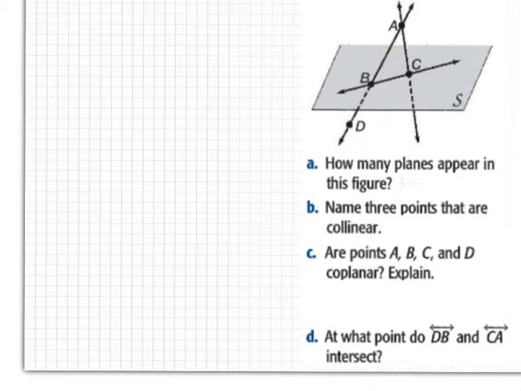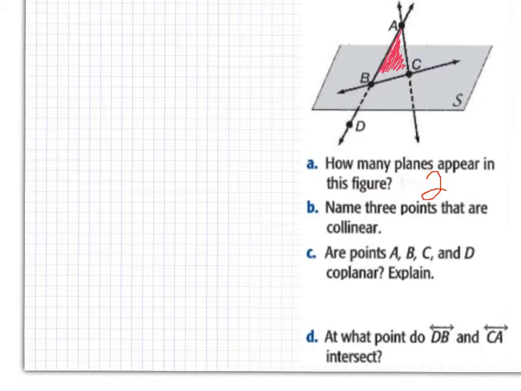Remember that a plane is defined by three non-collinear points, which means 3 points that are not in a straight line. There's a second plane here created by points A, B, and C that is drawn as well. So there's actually 2 planes, and that's sort of standing up, and plane S is kind of standing down. So there's actually 2 planes drawn in this figure.